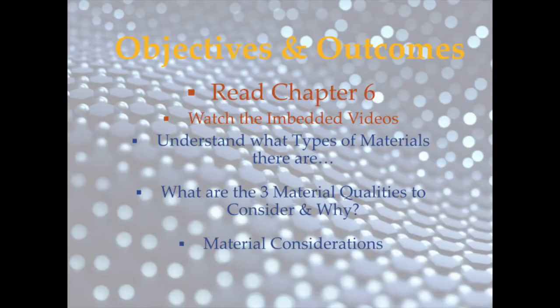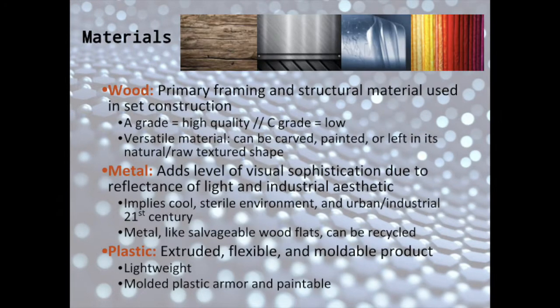Okay, objectives. Please read chapter 6, watch the embedded videos, understand the types of materials there are, and what the 3 material qualities to consider are and why, and just material considerations in general. Some different materials that are used are wood, which is primarily for framing and structural material used in set construction.